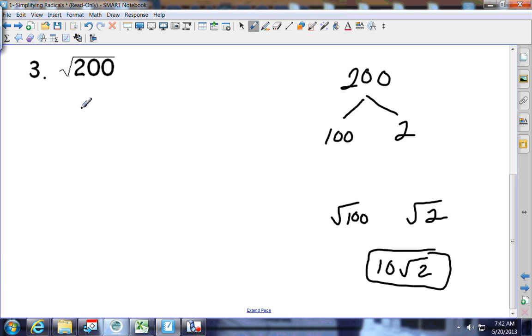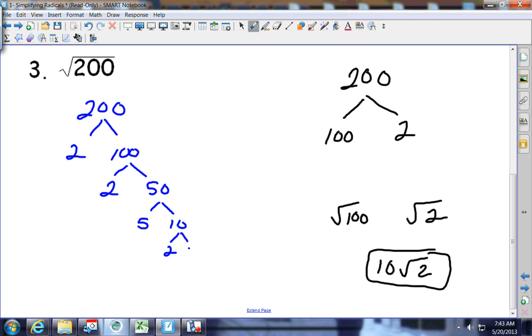Now, another way, remember, is to take 200, and I know 2 and 100. 100 splits up as, well, I guess I could do 2 and 50. I don't know why I wrote 2. This one would be 5 and 10, 2 and 5. So I would go to the house, and I'd have 2 and 2, and 5, and 2 and 5.